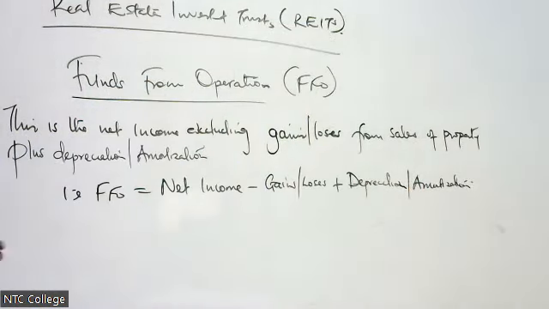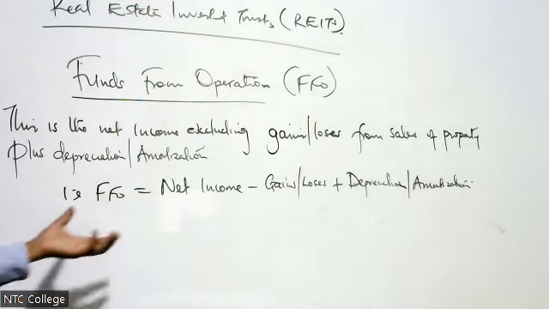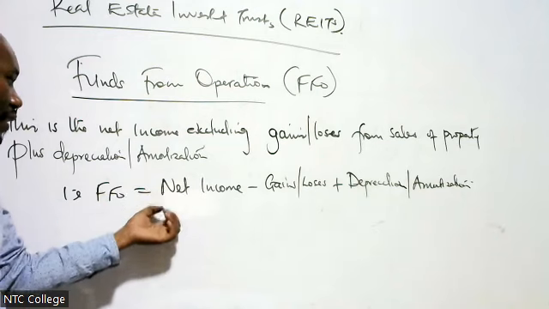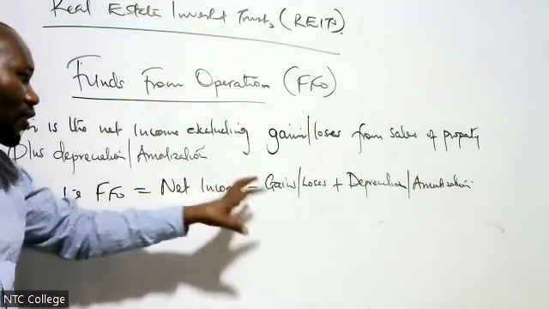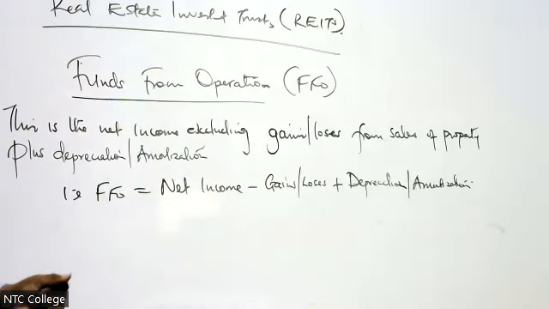So if you are told to calculate funds from operation, FFO, just look at the statement, take net income, subtract any gain or losses, then you add back depreciation. Whatever answer you're going to get is what we call funds from operation.